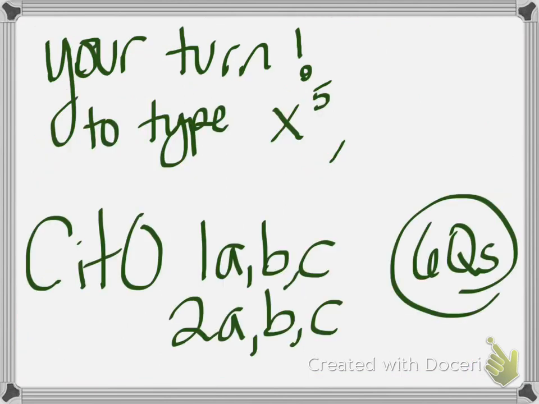It's your turn. In order to type the exponents, you use the little caret. So this would be x to the 5th. Okay, they mean the same thing. You'll use the little caret on the keyboard, and that will tell me that that next number is in the exponent. I want you to check it out, 1a, 1b, 1c, and 2a, 2b, 2c. The check it out start on page 446 in your book.